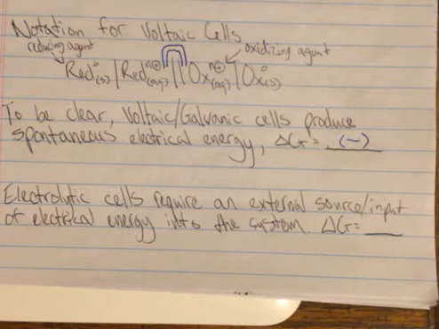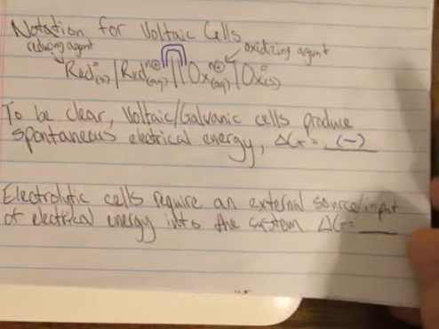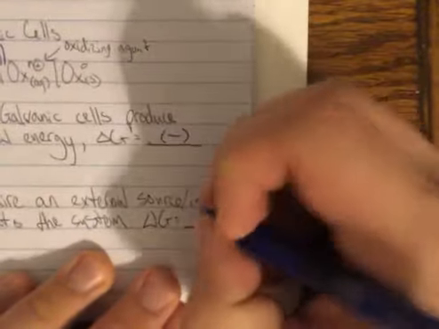So there you go. In other words, delta G is going to be positive. It needs some kind of oomph to go forward.